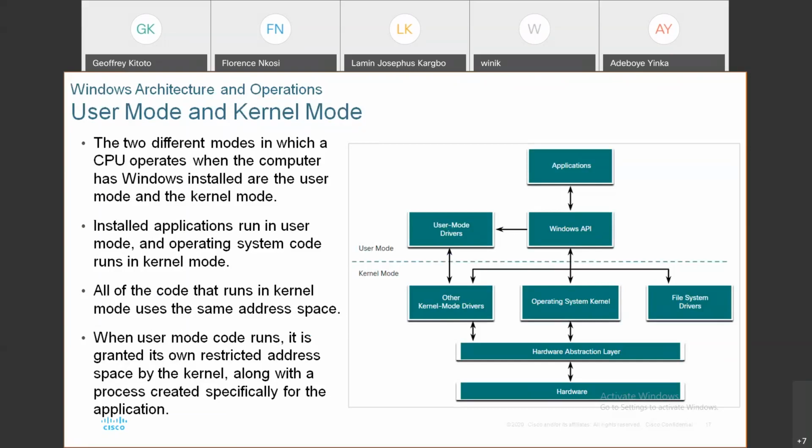So when user mode code runs, it is granted its own restricted address space by the kernel, along with a process created specifically for that particular application. Okay, so each and every application that we are going to run on top of it will also be allocated some address space that it will run on.